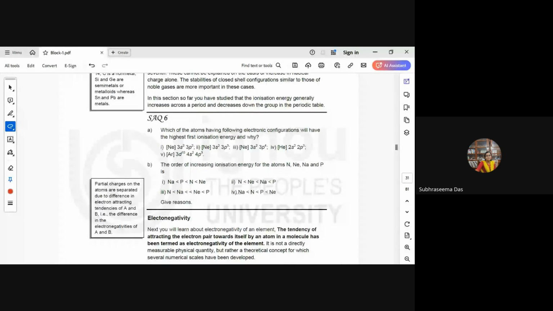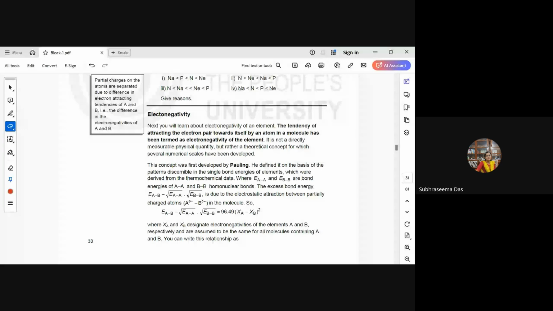Then coming to another periodic trend we will discuss, electronegativity. Electronegativity means the tendency of an atom in a molecule to attract the shared electron pair towards itself. It cannot be measured directly. This concept of electronegativity was first developed by Pauling, who defined it on the basis of thermochemical data.